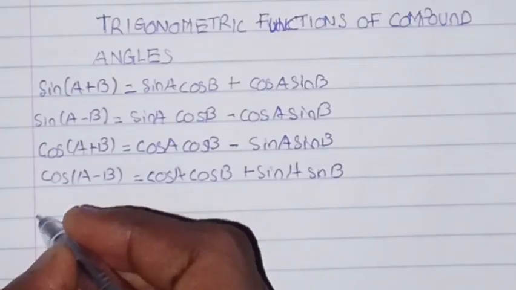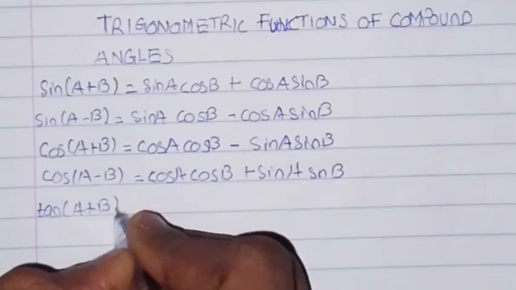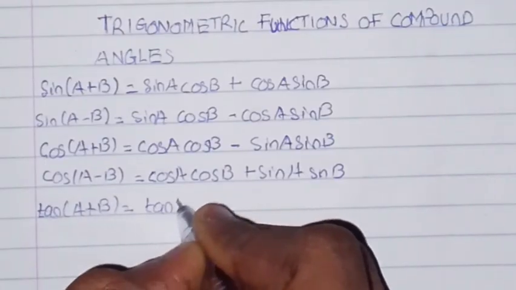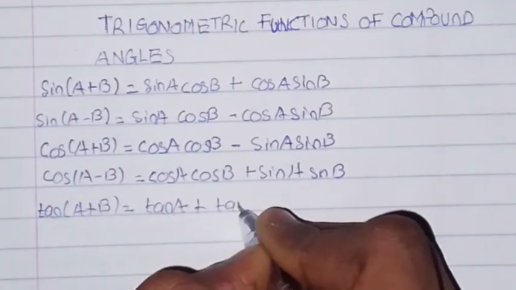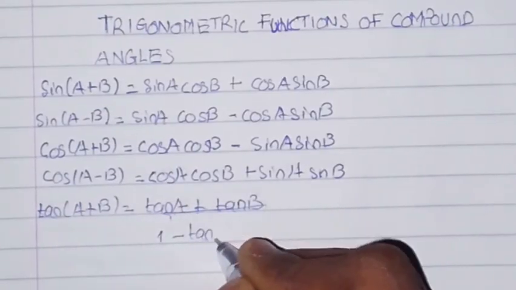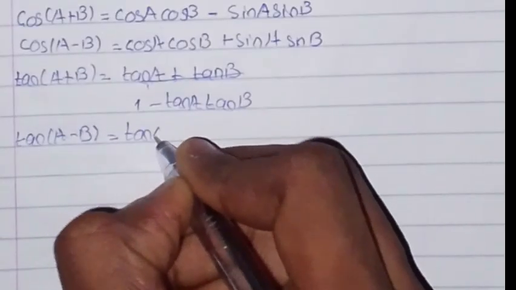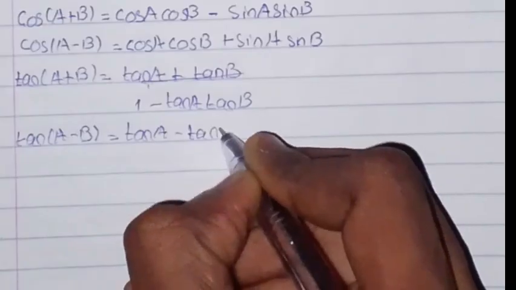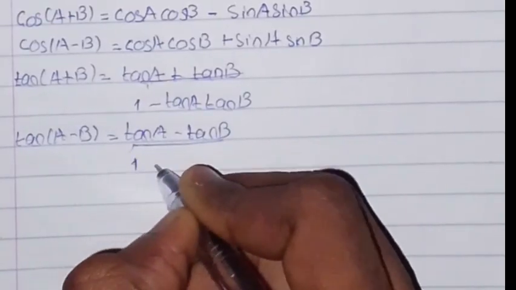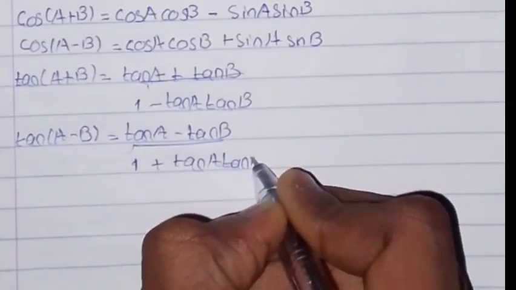Alright, then tan goes in a different pattern, but we have tan A plus B to give us tan A plus tan B, all divided by 1 minus tan A tan B. Then as for tan A minus B, this is going to give us tan A minus tan B, all divided by 1 plus tan A tan B.